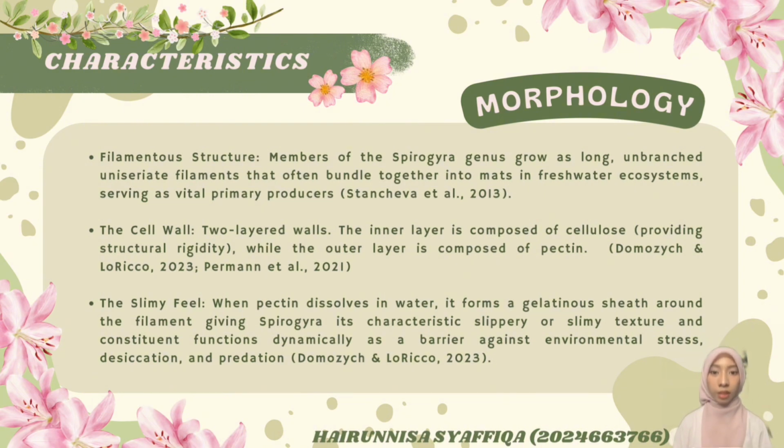Next is the cell wall. Spirogyra sp consists of two-layered walls, in which the inner layer is composed of cellulose, providing structural rigidity, while the outer layer is composed of pectin. Next is the texture of Spirogyra, which has a slimy feel. This happens when pectin dissolves in water. It forms a gelatinous sheath around the filament, giving Spirogyra its characteristic slippery or slimy texture. This sheath functions dynamically as a barrier against environmental stress, desiccation, and predation.